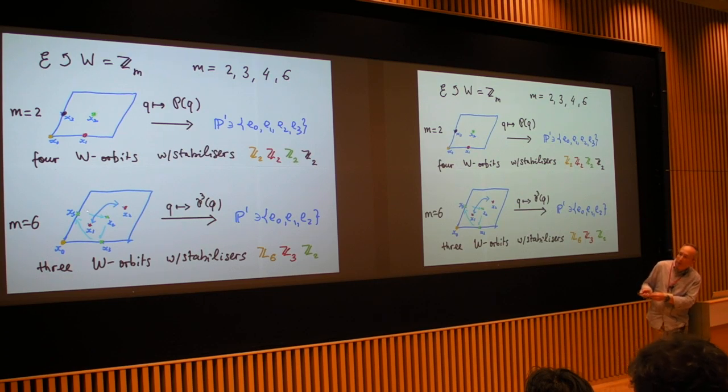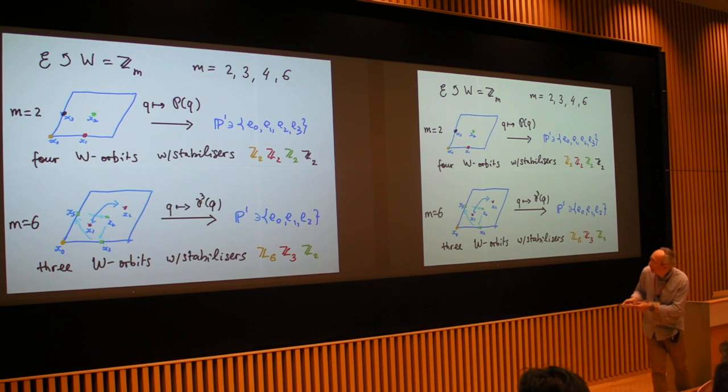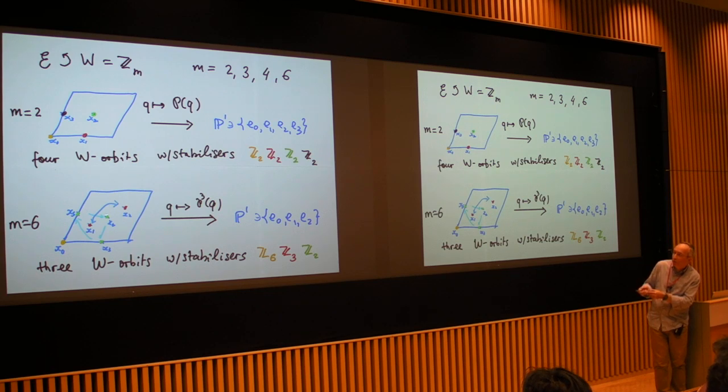If, for example, you look at m equals 6, here you have this point fixed by the whole group, so it has a stabilizer of order 6. Then you have this orbit of length 3, and then another orbit of length 2, and it means that if I take this point, the stabilizer has order 2, and for any of these two red points, the stabilizer has order 3.